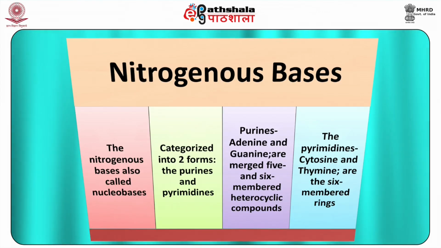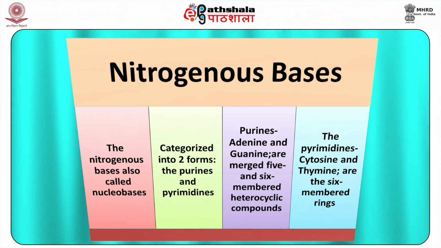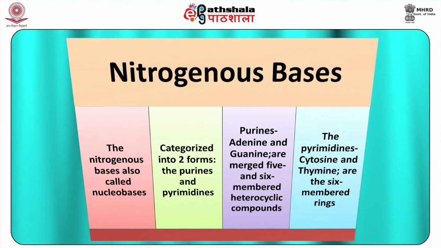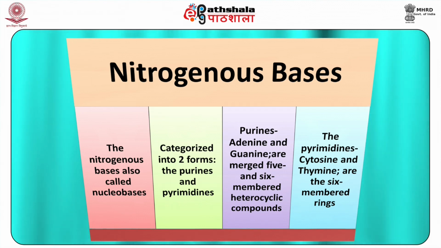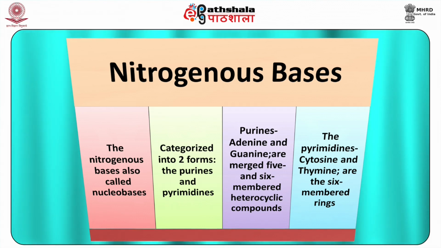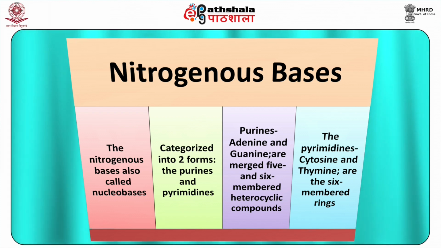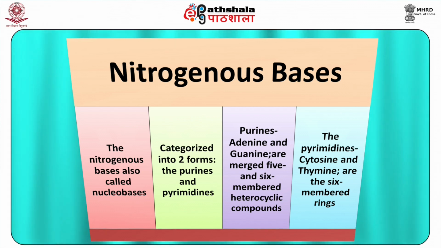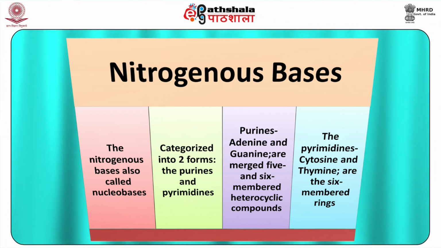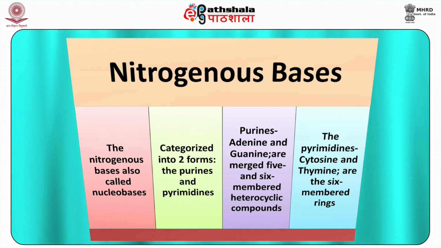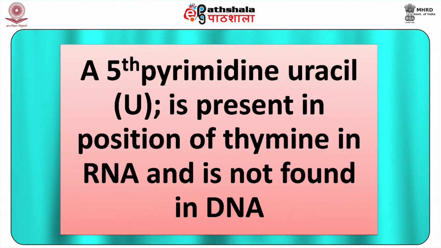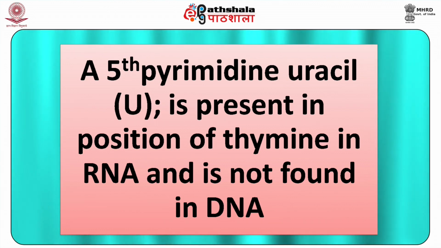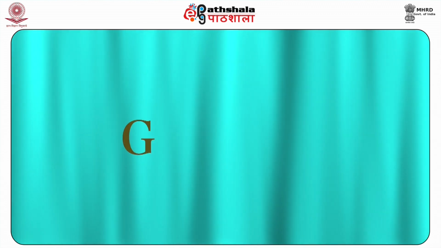Nitrogenous bases. The nitrogenous bases, also called nucleobases, are categorized into two forms: the purines and pyrimidines. Purines, adenine and guanine, are merged 5 and 6 membered heterocyclic compounds, and the pyrimidines, cytosine and thymine, are 6 membered rings. A fifth pyrimidine, uracil, is present in place of thymine in RNA and is not found in DNA.